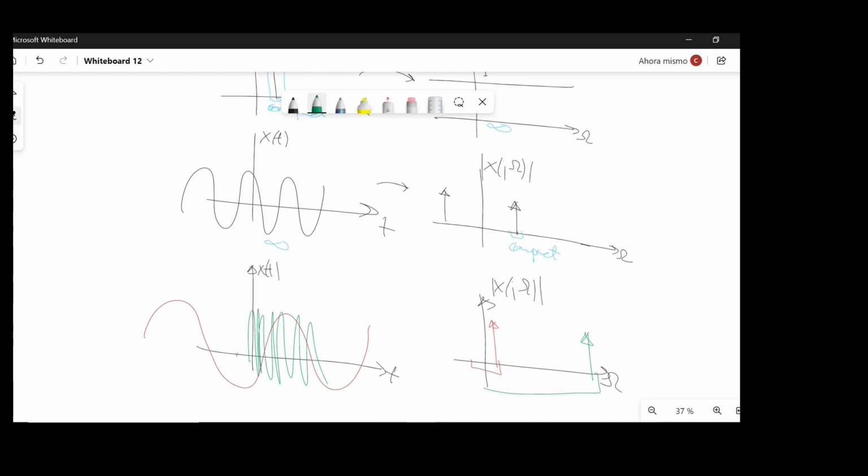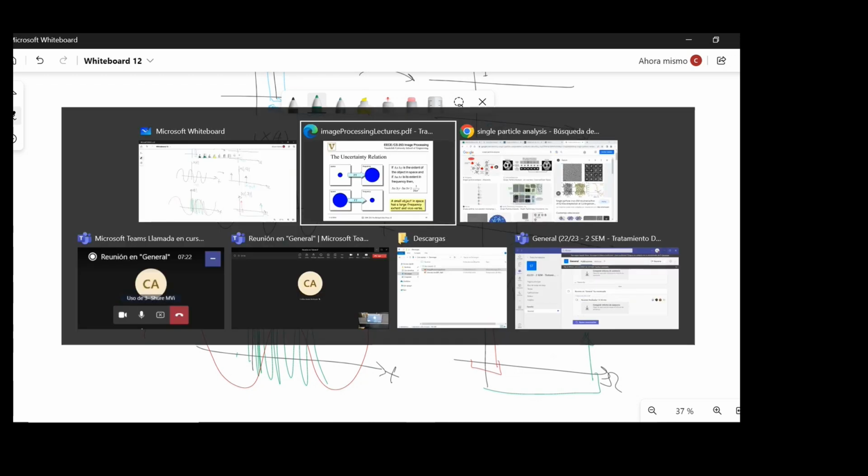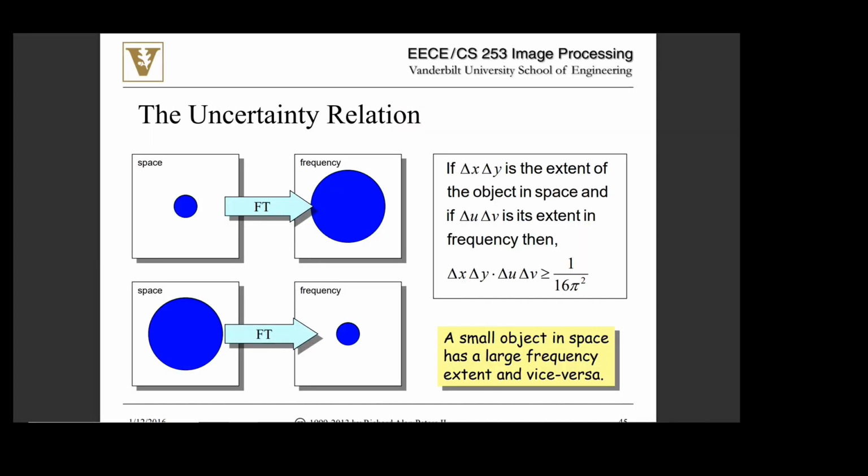Okay, and yeah, so this is the uncertainty principle. You cannot be compact in both spaces at the same time, and there is a lower bound. That means you cannot be more compact than something that depends on your supporting frequency. Your supporting real space cannot be smaller than something. That is called the uncertainty relationship.